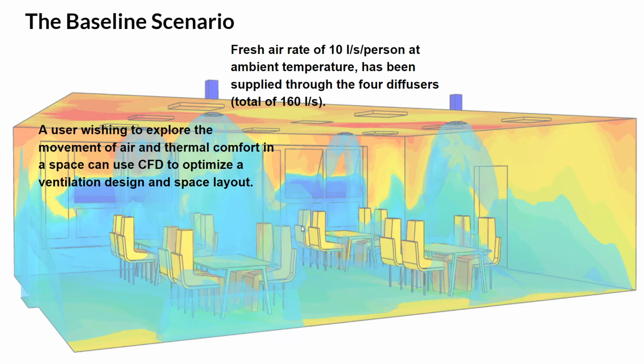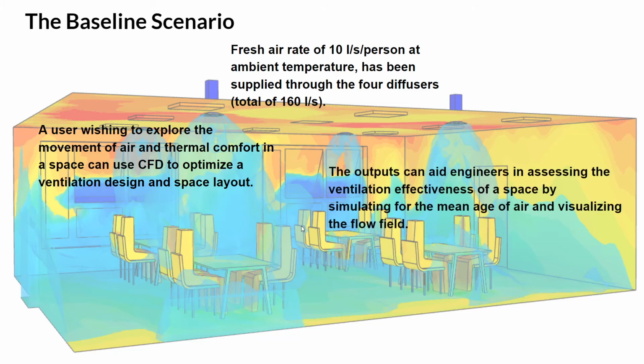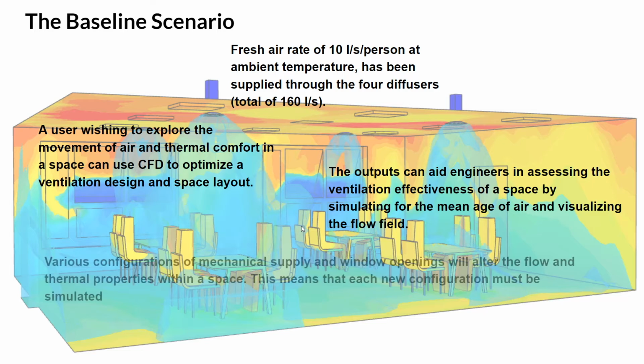So an engineer wishing to explore the movement of air and the thermal comfort in the space can then use CFD to optimise the ventilation design and layout. The outputs can aid engineers in assessing the ventilation effectiveness of the space by simulating the mean age of air and visualizing the flow field within the structure. Various configurations of mechanical supply and window openings can then be run to find the optimum scenario.